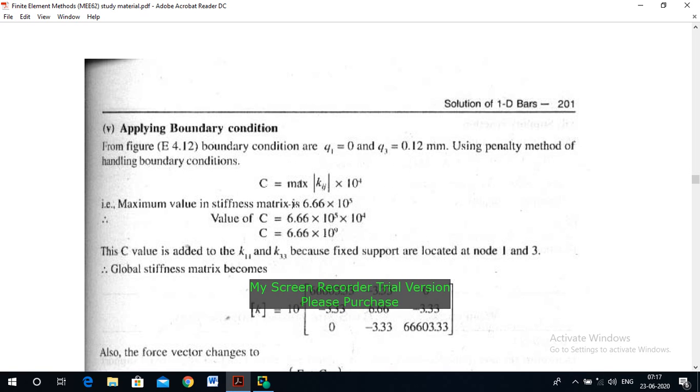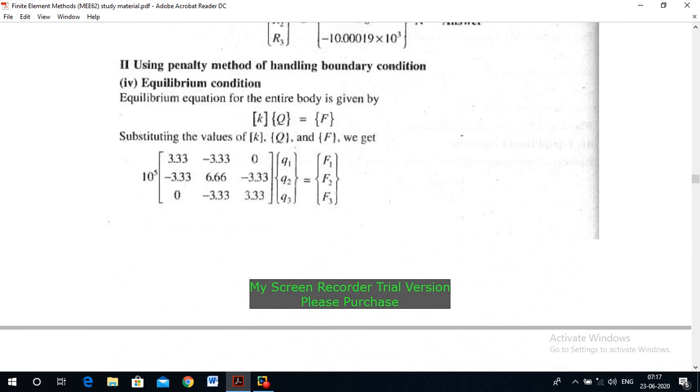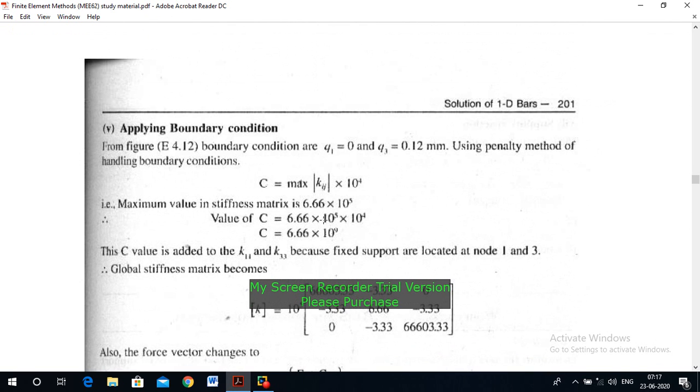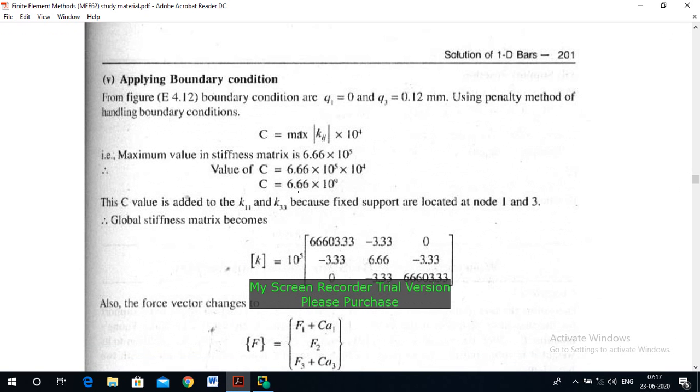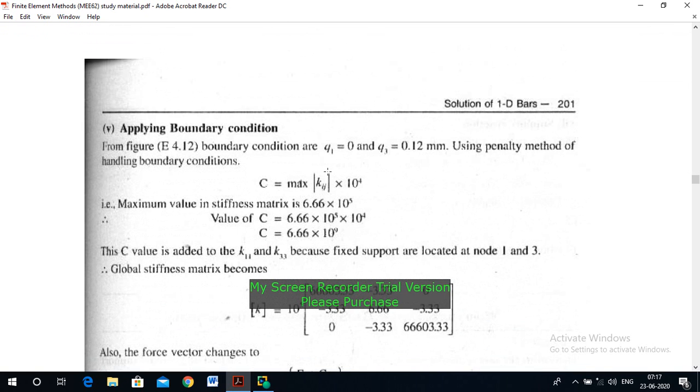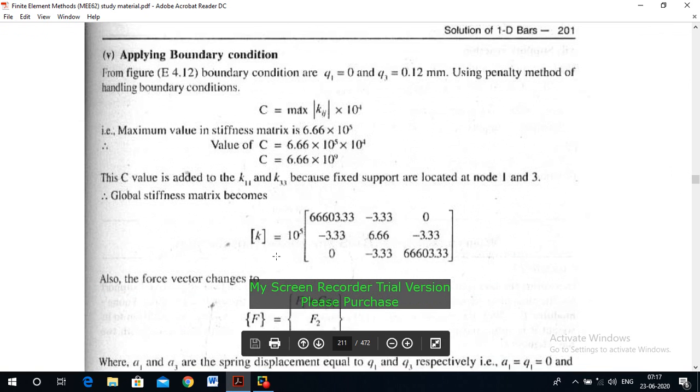formula you should remember, C is equal to maximum of matrix K into 10 power 5. Maximum of K is nothing but the maximum value of the global stiffness matrix, that is 6.66. Take that 6.66 into 10 power 5 into 10 power 4. Therefore the spring stiffness C is equal to 6.66 into 10 power 9. Since the stiffness matrix gives 6.66, the C value is added to the fixed nodes 1 and node 3 of the global stiffness matrix.